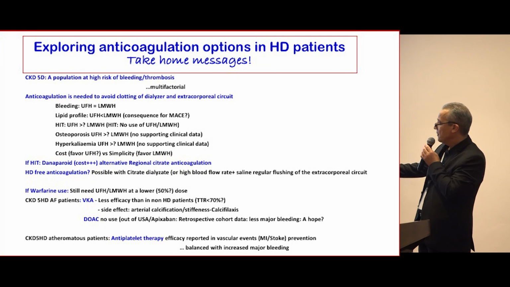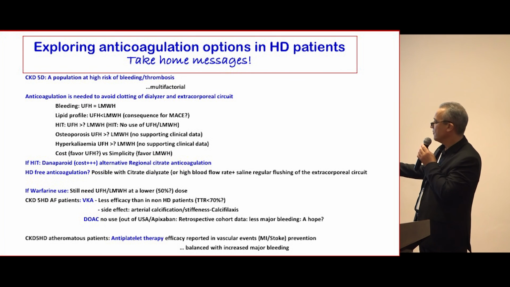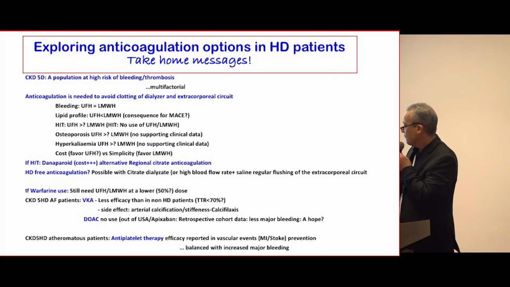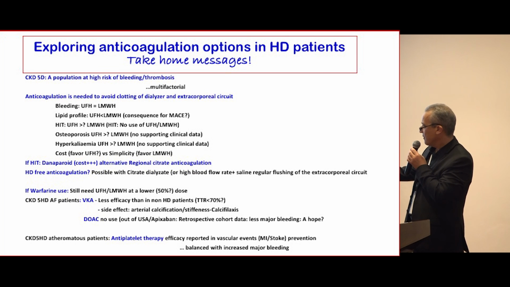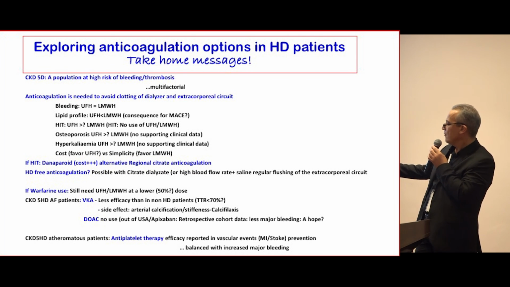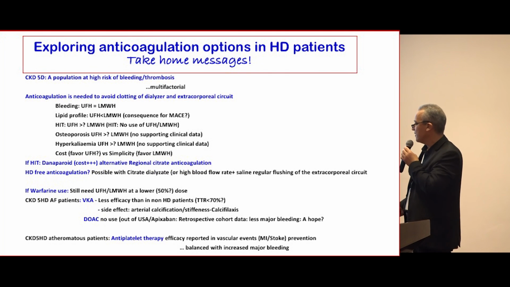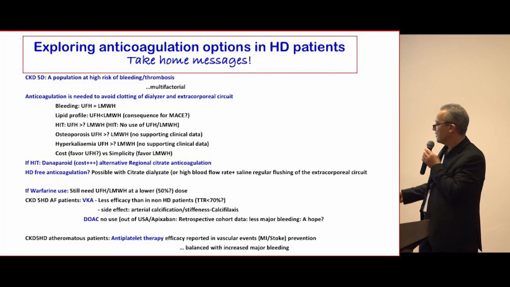For HIT, maybe there is some benefit for unfractionated heparin. Sorry, it must be the inverse. If we have HIT, we must not use unfractionated nor low molecular weight heparin. For osteoporosis, sorry also for the mistake, there is some benefit for low molecular weight heparin, but no supporting clinical data. And for hyperkalemia also, there is some benefit for low molecular weight heparin, but no supporting data either.